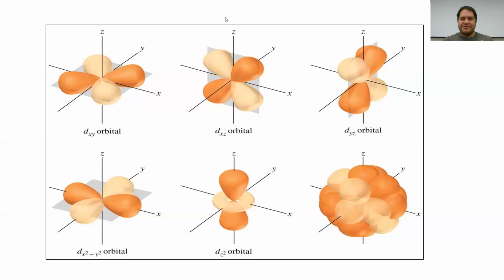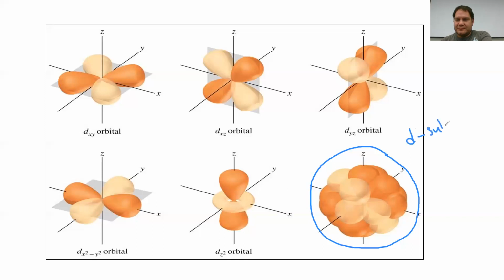Just like the p orbitals, the d orbitals are also going to combine to form a subshell. This is what the subshell of d orbitals would look like. Again, we're going to take all 5 of those and combine them into a subshell, and this is going to be known as the d subshell. All right.